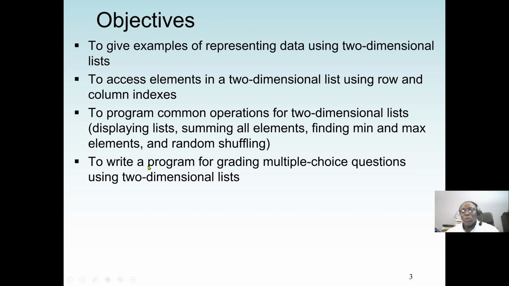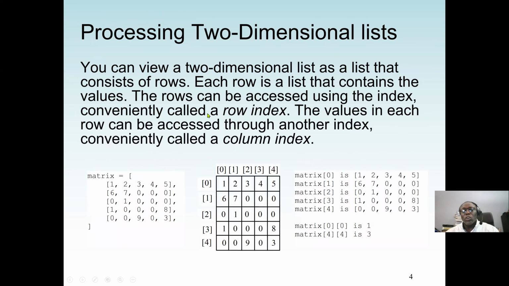We're also going to write a program for grading multiple choice questions using a two-dimensional list as an example of implementation. So, processing a two-dimensional list. Here we can see our diagram. We have a matrix. A matrix consists of rows and columns. The first items in the square bracket, 1, 2, 3, 4, 5, will be one row. Then we have a comma, the second and the third. So here we have 5 rows and also 5 columns.